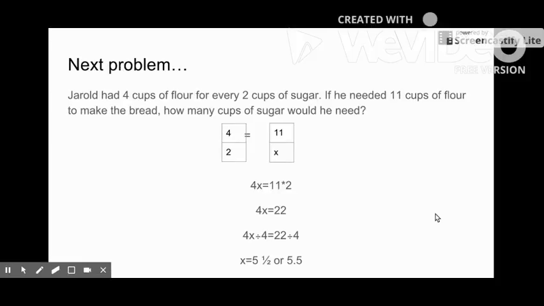Then we are figuring out how many cups of sugar we will need for making 11 cups of flour, which will make 11 cups over x cups of sugar. Next, we will cross multiply to make an equation of 4x equals 11 times 12. Then we will start simplifying the equation seen on the slide, making the answer to be 5.5.